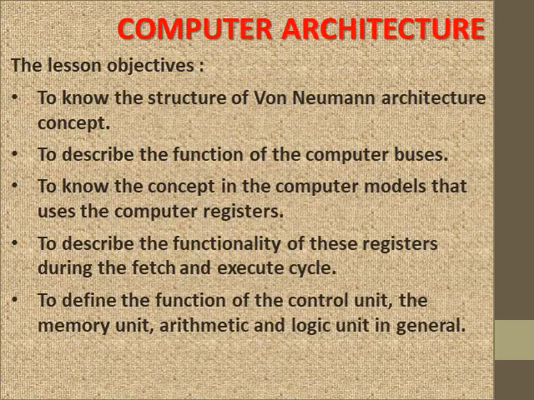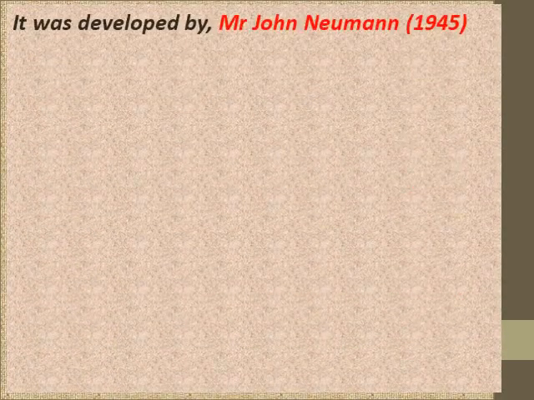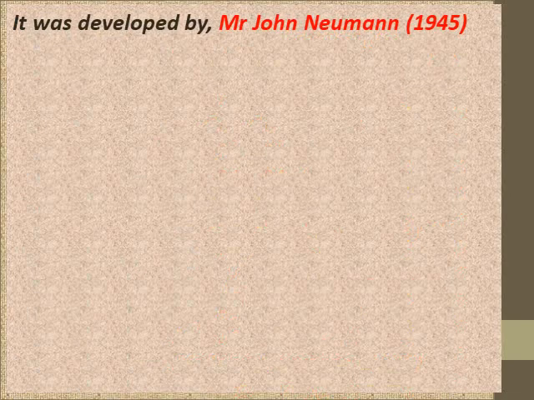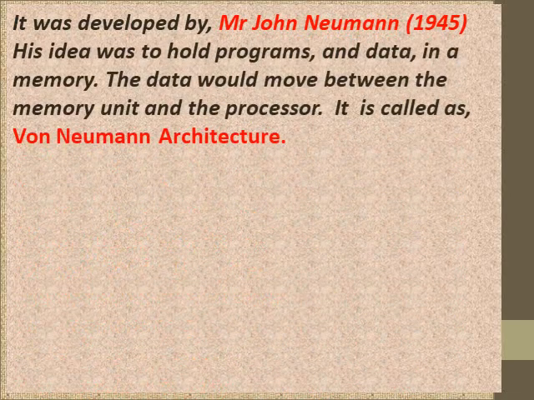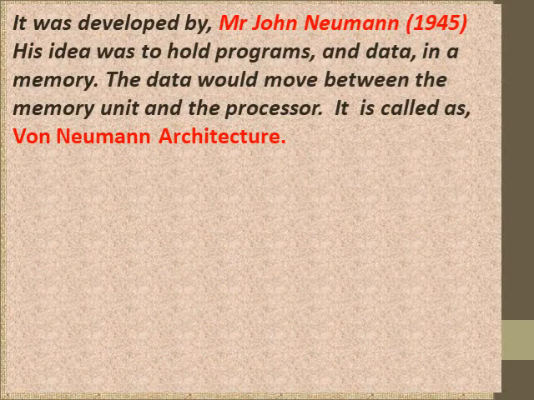5. To define the function of the control unit, the memory unit, arithmetic and logic unit in general. The computer architecture that we are going to learn was developed by a computer specialist, known as Mr. John Neumann. He had developed this architecture around the year 1945. His idea was to hold programs and data in a memory. From the memory, data would move between the memory unit and the processor.